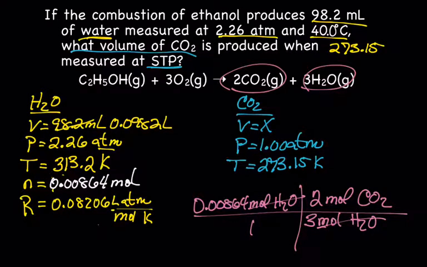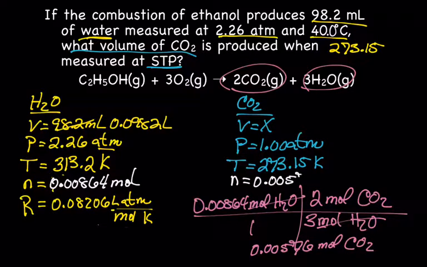And I got 0.00576 moles of carbon dioxide. So we can put that into our list of what we know about our unknown. We know we have 0.00576 mole of CO2. And now we can use the ideal gas law to calculate, sorry, not mass, volume of CO2. All right, so we have enough information now.